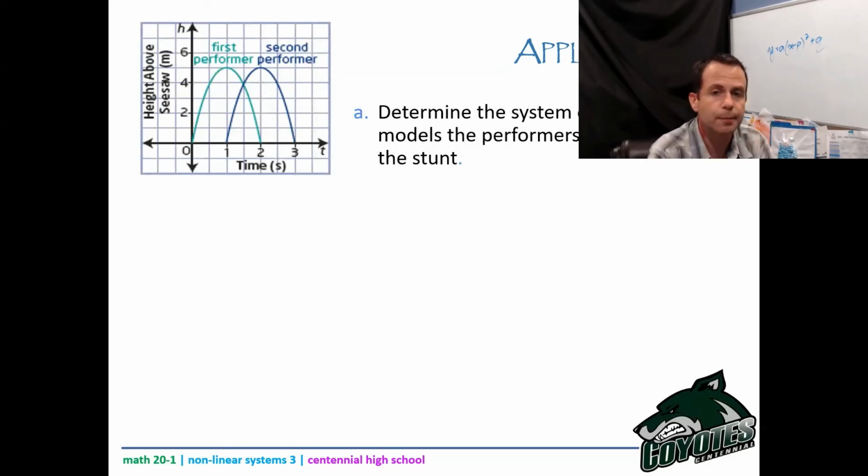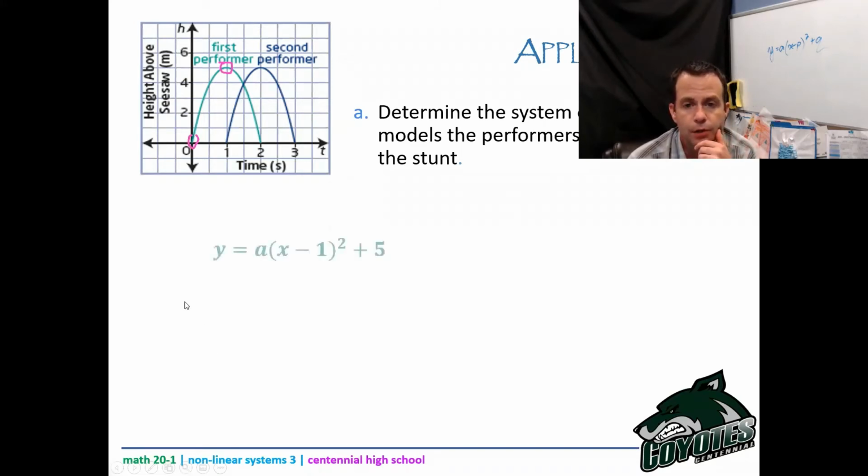So we're going to build an equation for the green graph. I know for my green graph here, I've got a vertex at (1, 5). So my p value is 1 and my q value is 5. And I'm going to use this friendly point here of (0, 0). Plug that in for x and y so I can solve for a.